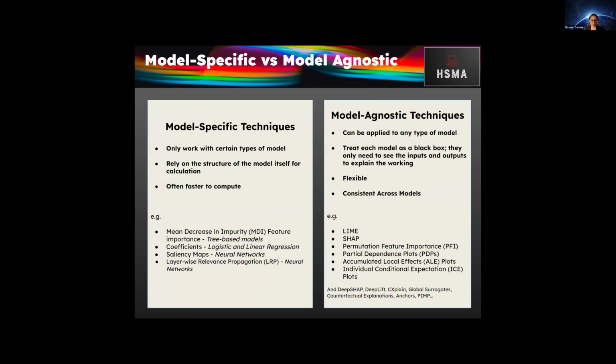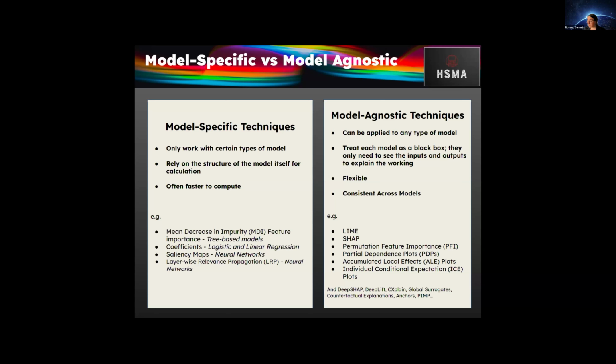And coefficients. We've looked at these for logistic regression models, but if you're doing a linear regression model, you may also want to take a look at those. There are some other ones we won't cover today, like saliency maps and layer-wise relevance propagation for neural networks, but it's good to know they exist.